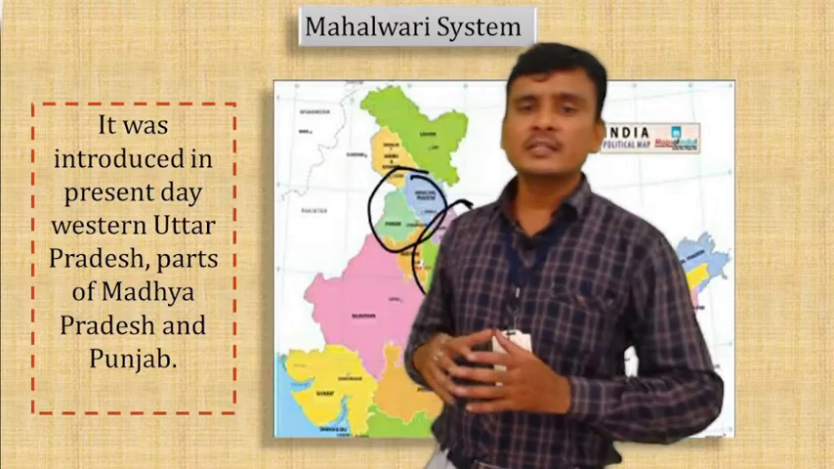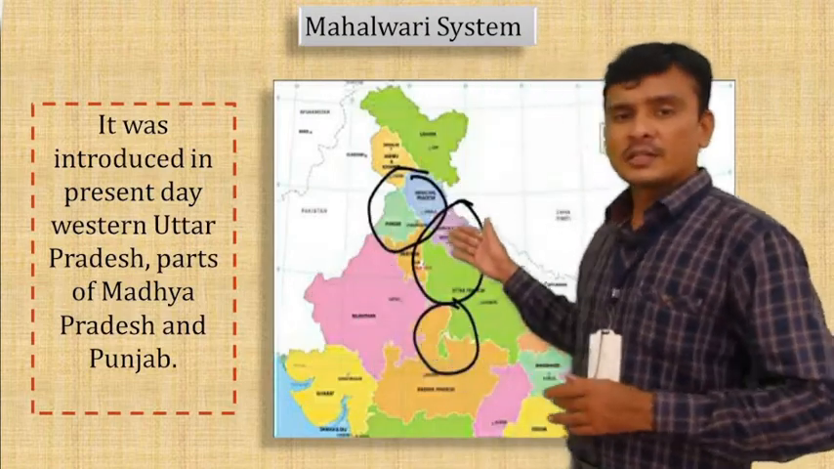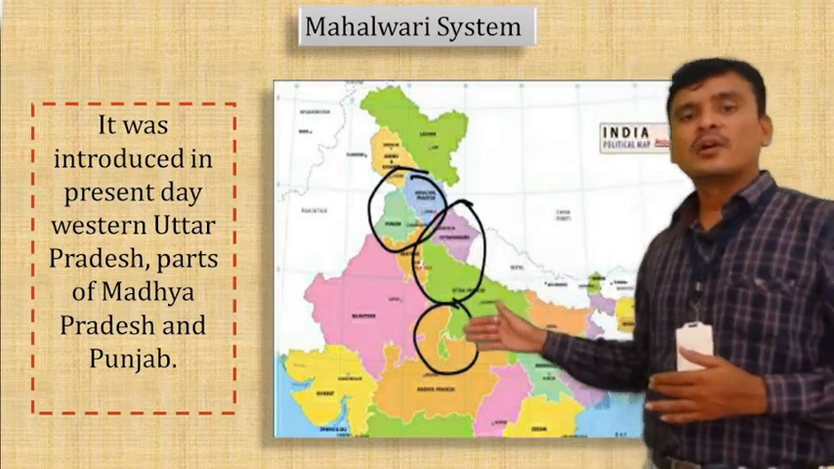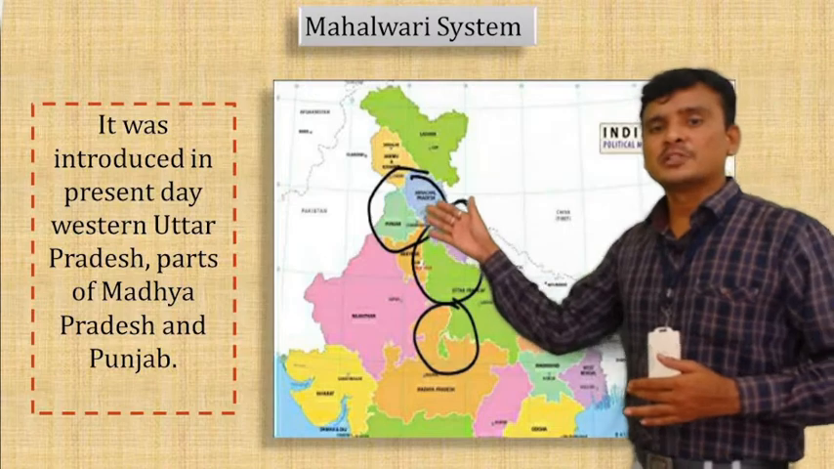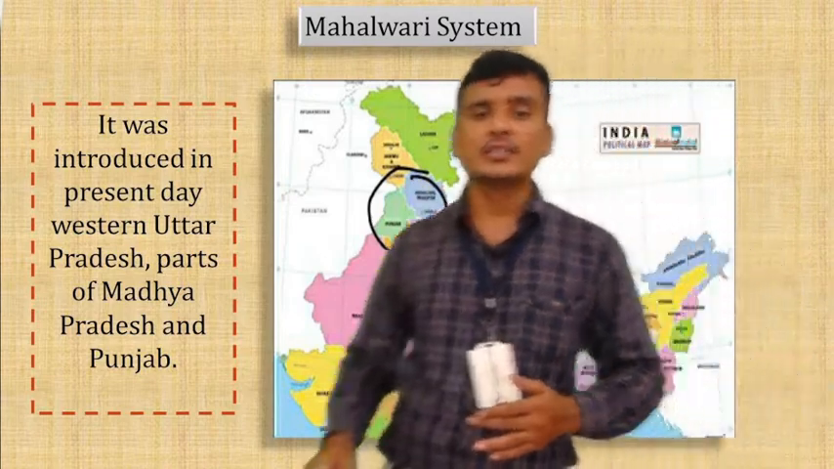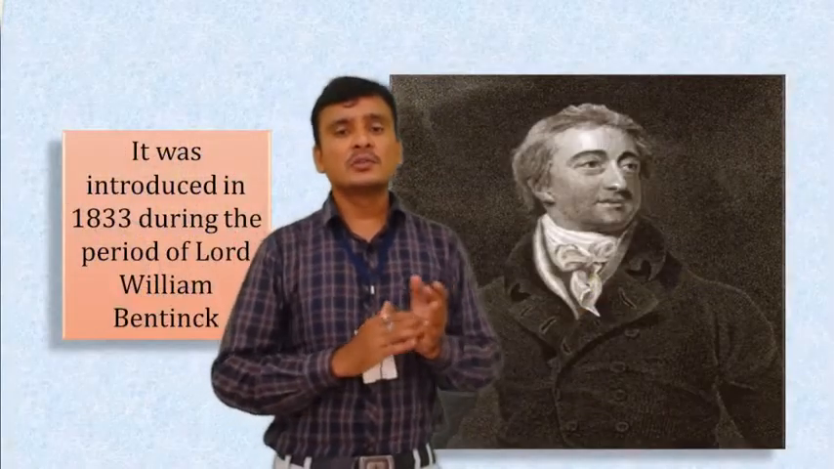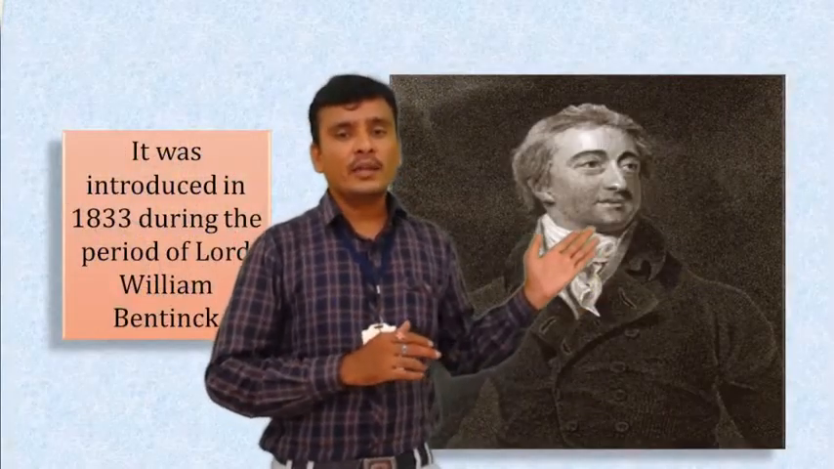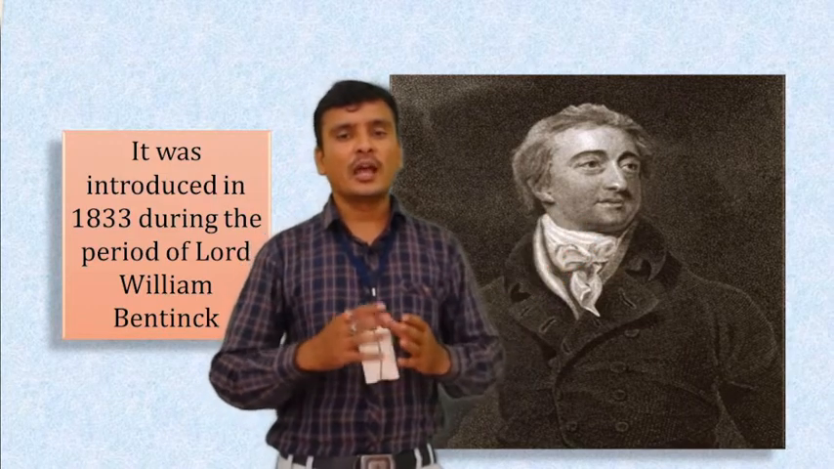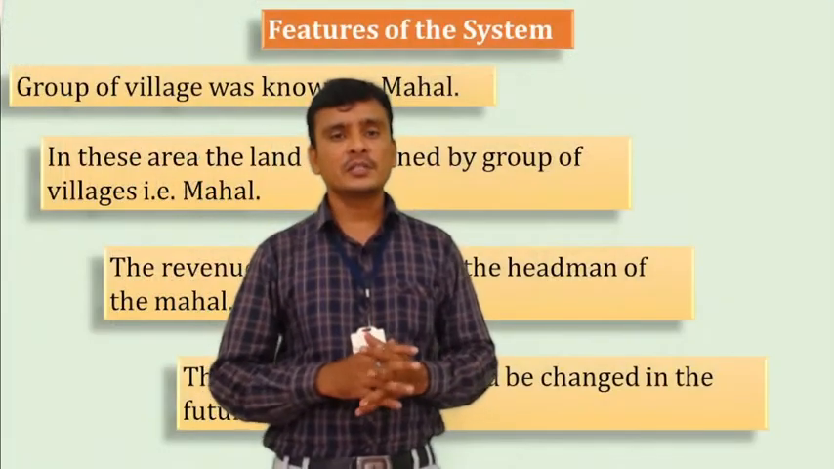Second one is the Mahalwari system. It was introduced in present-day Western Uttar Pradesh, Uttarakhand, Northern Madhya Pradesh, and Punjab and Haryana. In this region the Mahalwari system was introduced. It was introduced by Lord William Bentinck, one of the Governor Generals of India during British rule, in 1833.